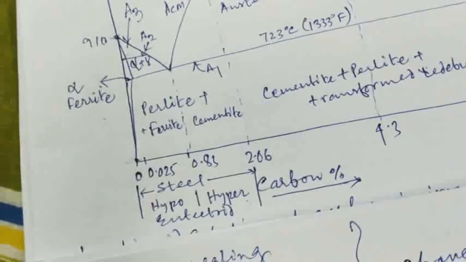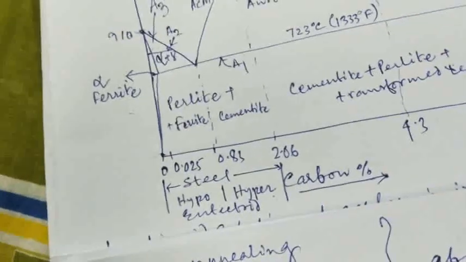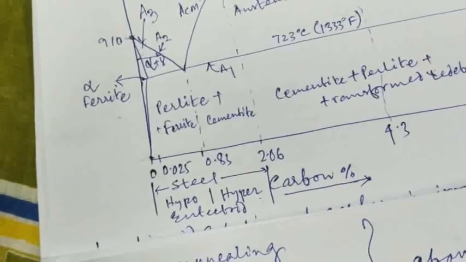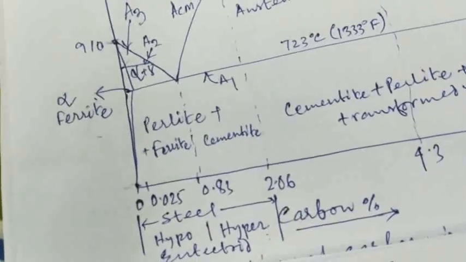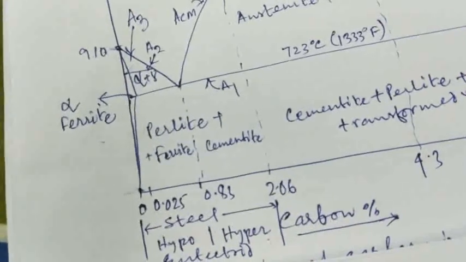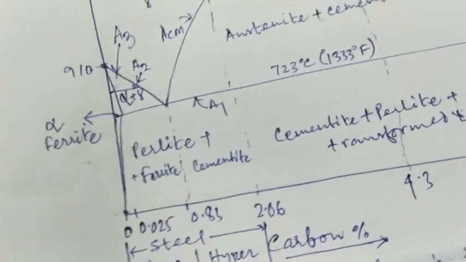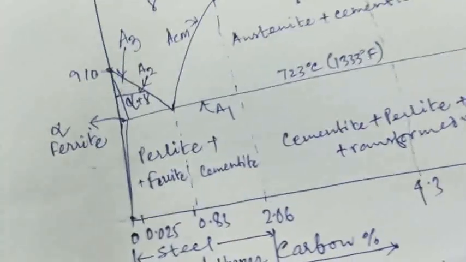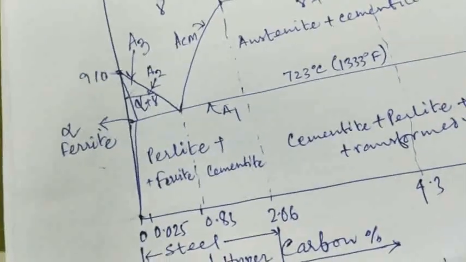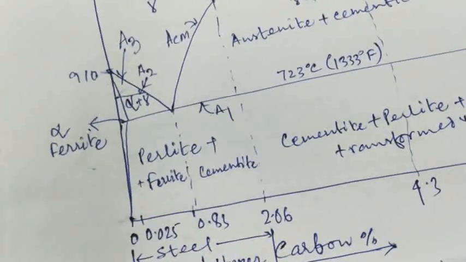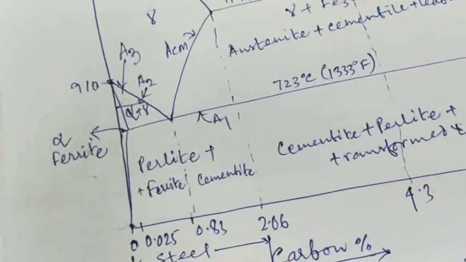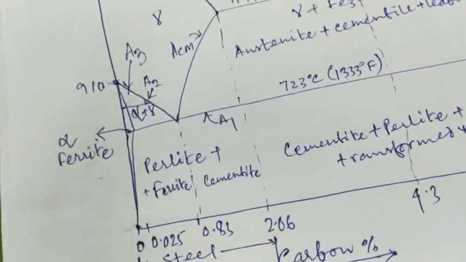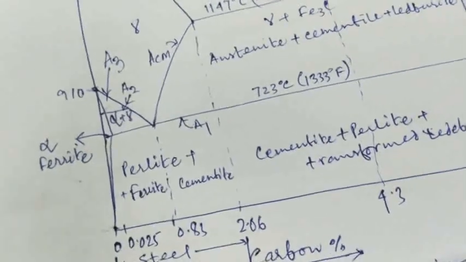Next is isothermal annealing. Complete annealing takes a long time, especially when the austenitic steel is more stable. If the austenitizing steel is cooled to a temperature slightly lower than the A1 line, this is our A1 line, and then cooled to room temperature, this can shorten the annealing time greatly. This kind of annealing method is called isothermal annealing.